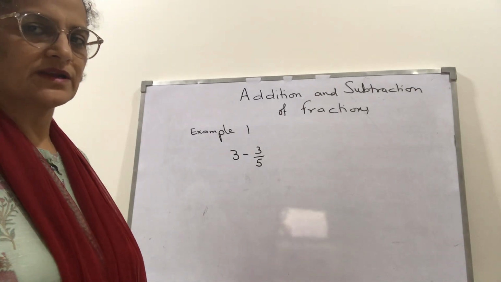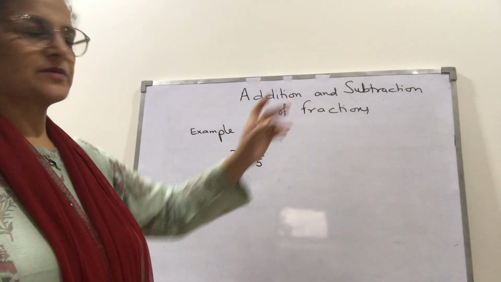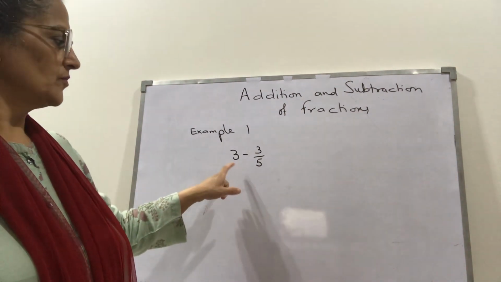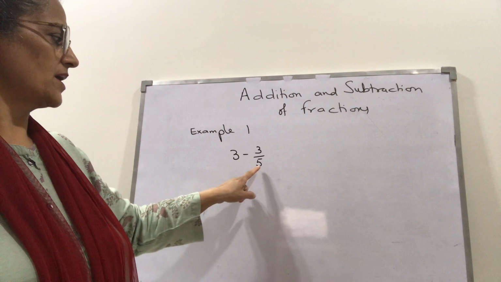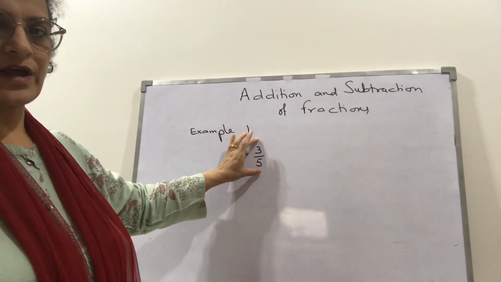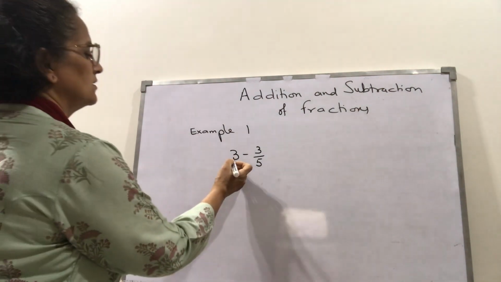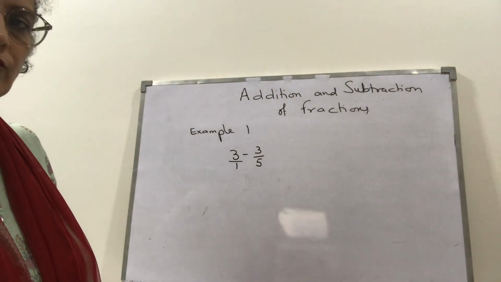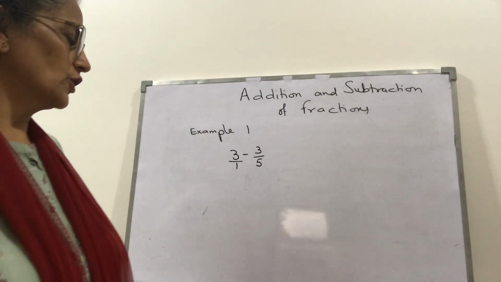Today we will understand addition and subtraction of fractions. I have taken one example, 3 minus 3 by 5. Now this is a whole number and this is a fraction. So when nothing is there in the denominator, what we can write? 1 can be written in the denominator.